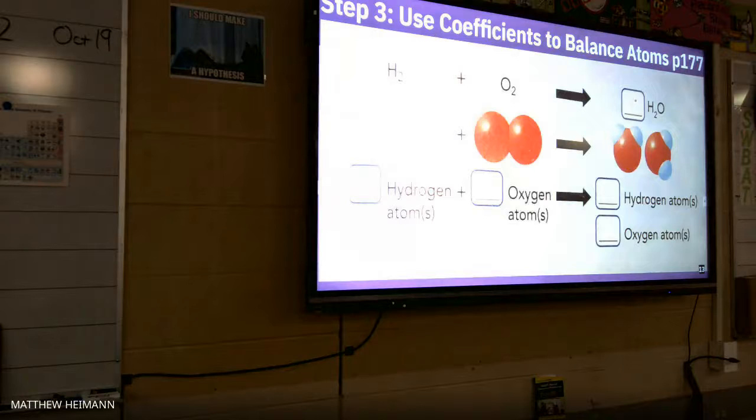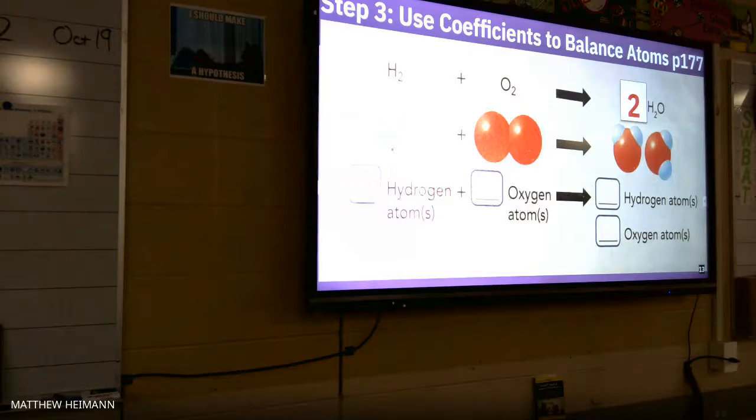So that's what we're going to do over here. We're going to add a 2 in front of H2O. You can see before there was just 1 water molecule, and now there's 2 water molecules. That's what the coefficient is doing. It's just multiplying each one times the coefficient. So we put the coefficient in, and we count the atoms again.